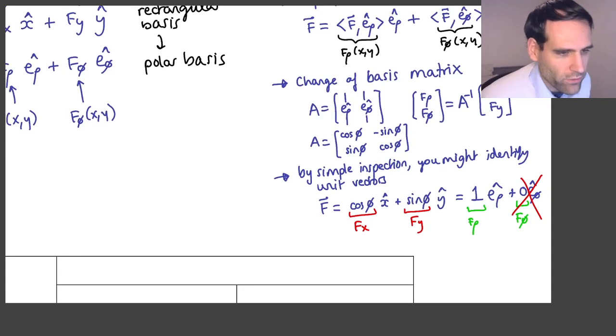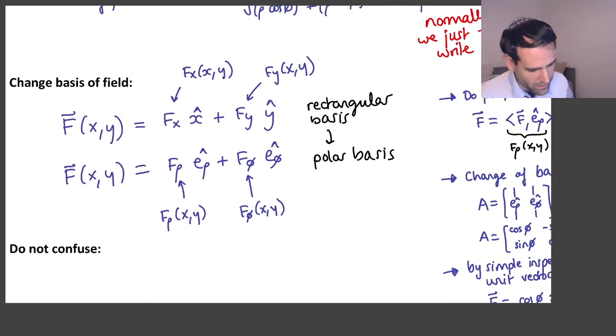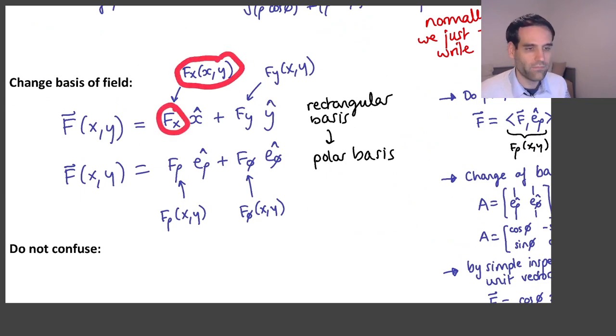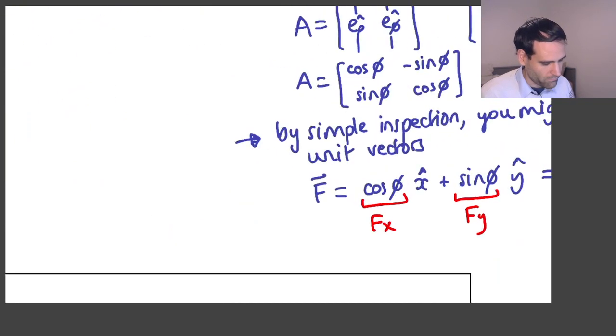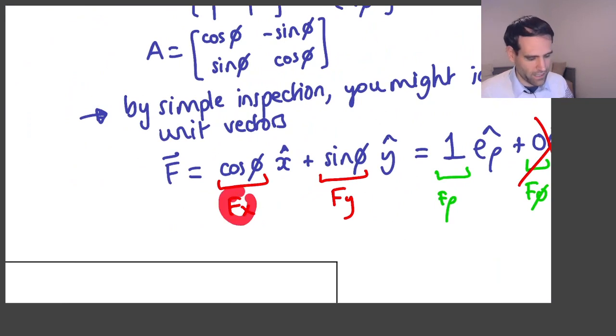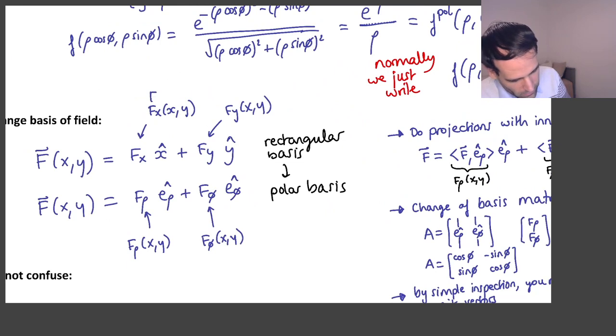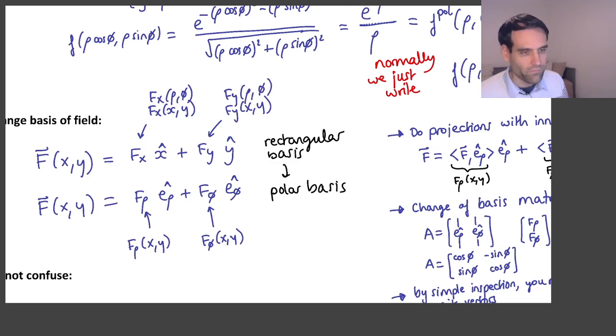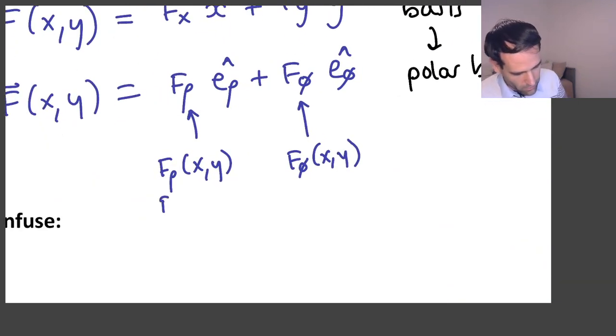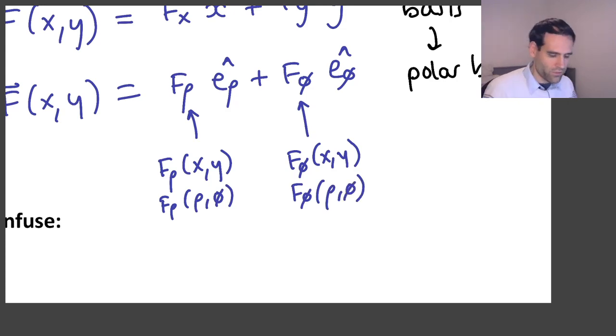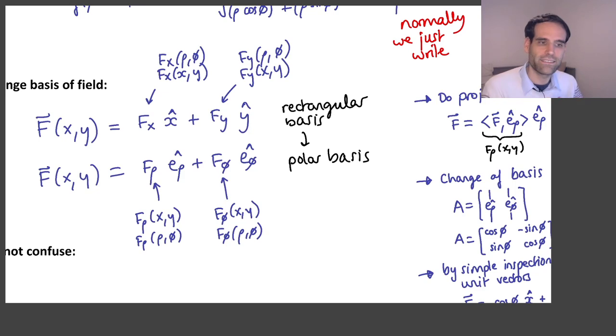Now notice something. Here I told you that f of x is a function of x and y, but in this example, I gave you f of x, and it is not a function of x and y, it's a function of phi. That's in general true. f of x can be a function of x and y, or it could be a function of rho and phi. And the same with fy, and actually the same with f rho and f phi. Which means that we actually have 4 possibilities.